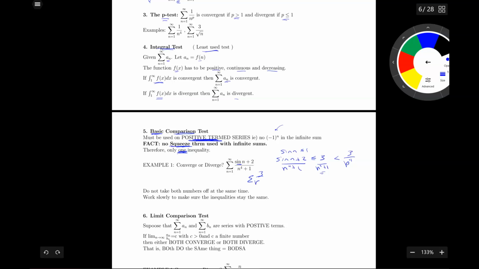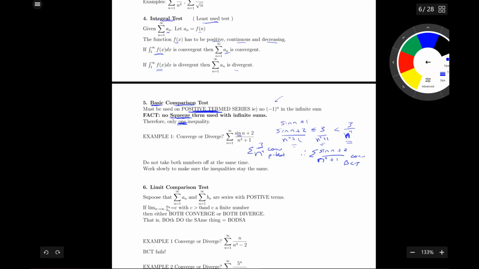Then I would say that I know that this is messy, 3 over n to the 4th converges by p-test, so therefore I would get that this one converges by basic comparison test. The larger converges means the smaller converges. So make sure you work slowly and keep the inequalities going the same direction.